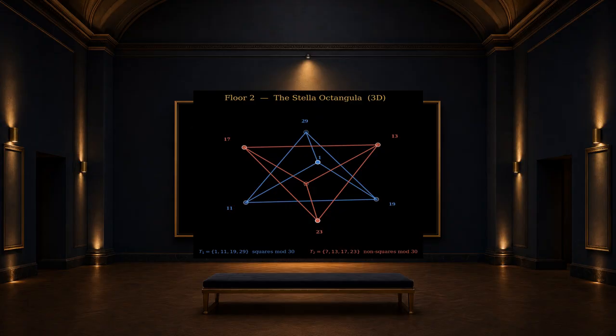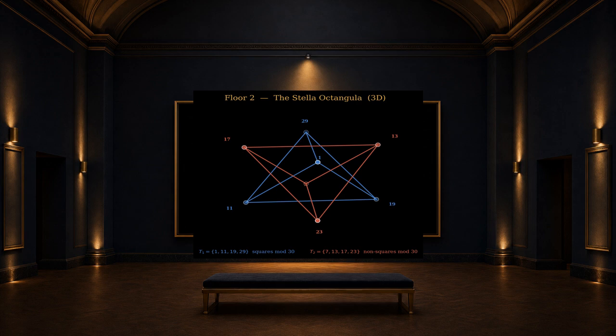This is floor 2, the Stella Octangula. 2 tetrahedra interlocked. The blue tetrahedron holds the squares modulo 30: 1, 11, 19, 29. The red tetrahedron holds the non-squares: 7, 13, 17, 23.